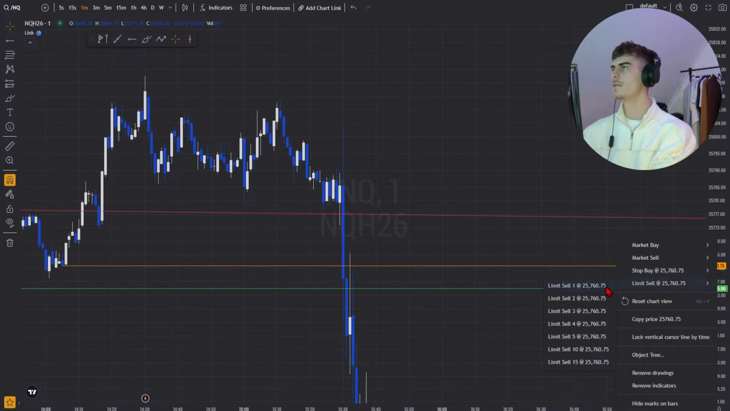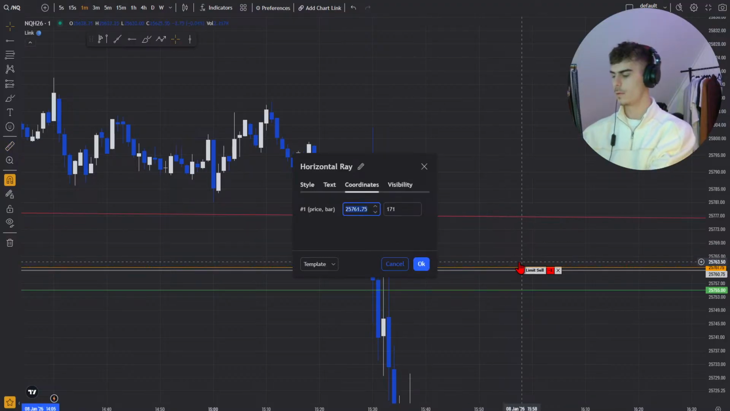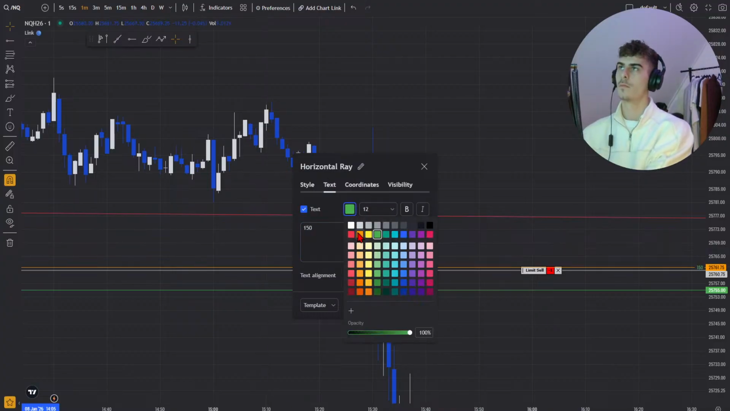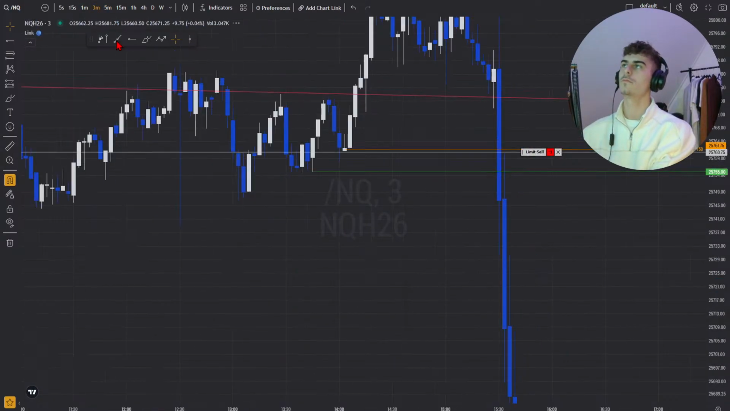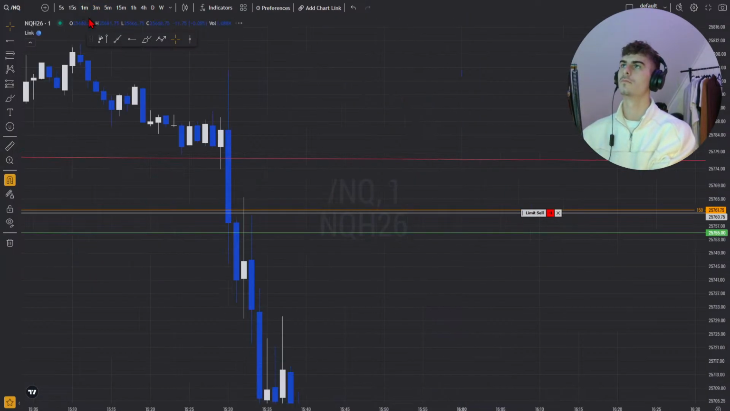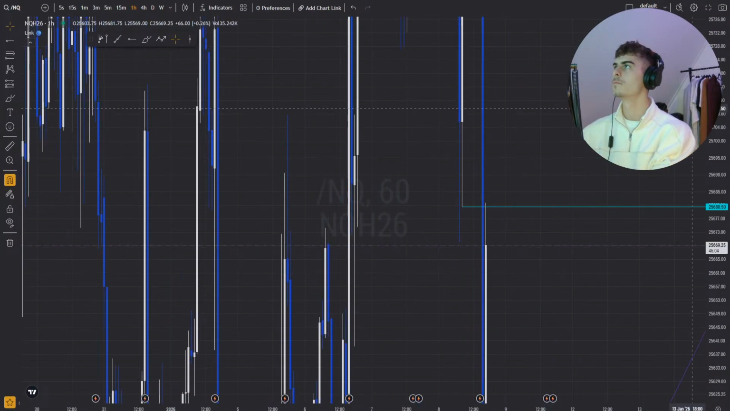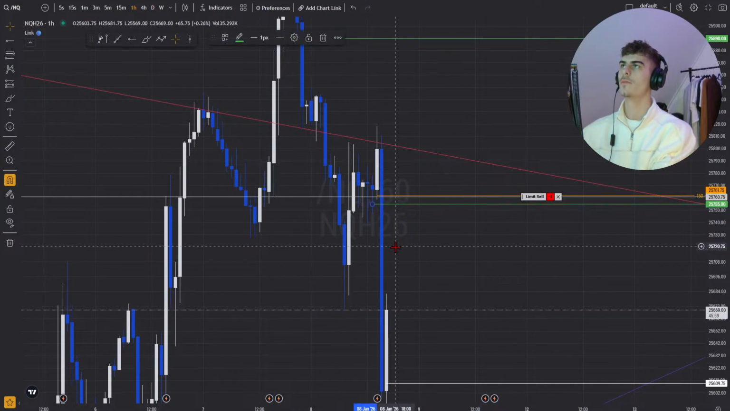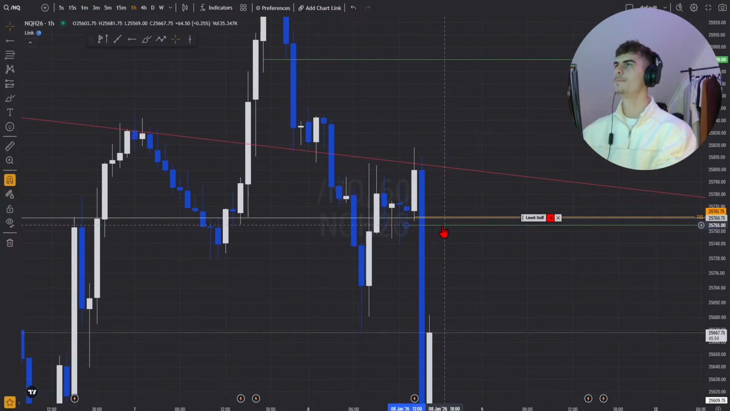60, 75 is limit sell. Stop above this wick. Let's say 150. Inside of your front side wick, yes. Okay, so we're gonna take this over this, but we're gonna leave this on.